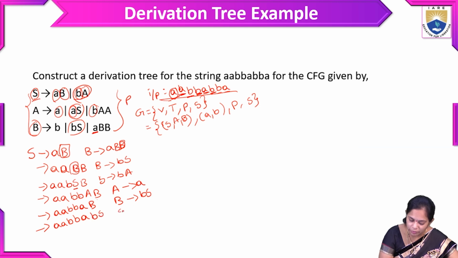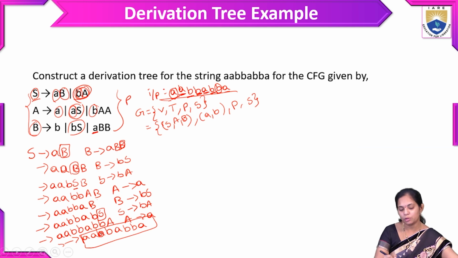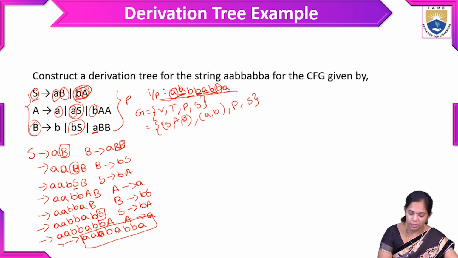After that, what do we have to substitute? S. S tends to BA, because we require B again. So BA we will write: A, B, B, A, B, B and A. Again A tends to A. If you write A tends to A, we get the input string B, B, A, B, B, A. So after finally deriving this input string from the production rules, we got the input string.